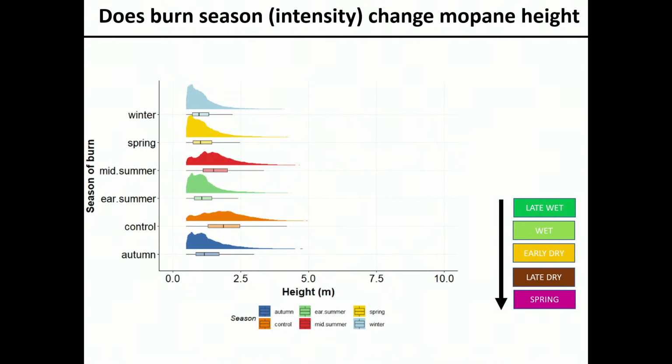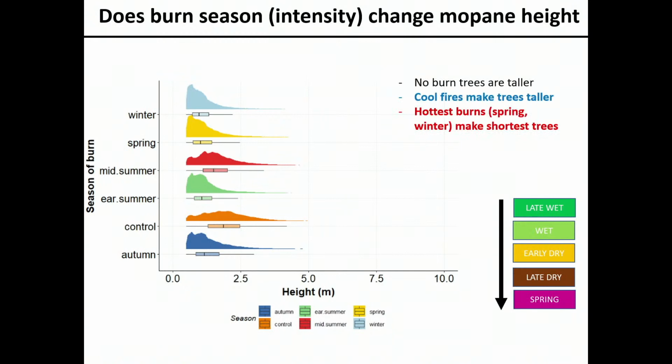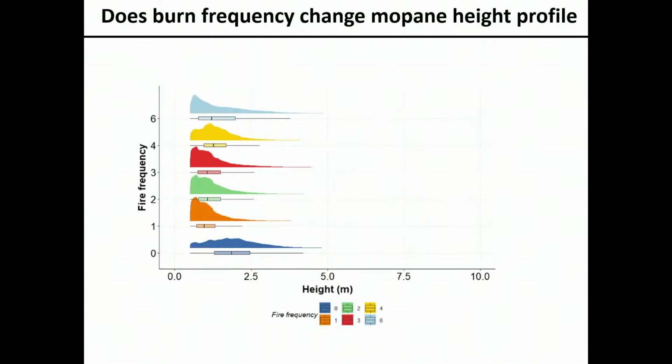This is quite simple. The control plots, which are over there, which are not ever burnt, are much taller than plots that have some level of burn. And of course, season matters. The general rule is that the hotter fires produce smaller trees and the cooler fires produce slightly taller trees. Okay. The next question is, what does burn frequency do? Similar pattern. If you don't burn them, they tend to be taller. I'm just making some generalizations here. The general pattern is the lower the frequency, the taller the trees.